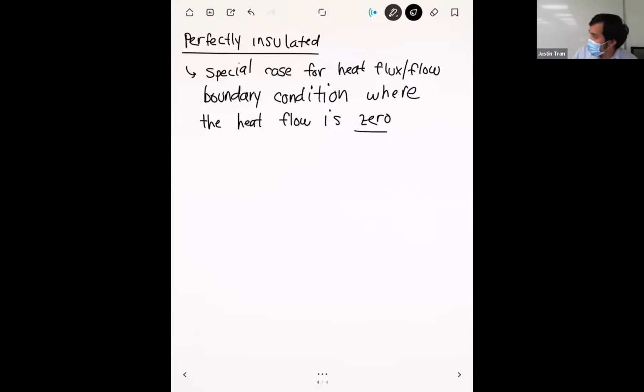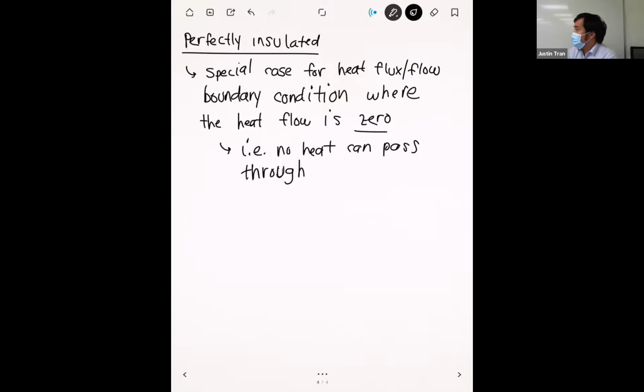If you remember from your heat transfer classes, when we say that something is perfectly insulated, what we say is that no heat can pass through the surface. Right, and so this is a useful boundary condition where if you don't expect any heat to pass through a particular surface, then this is how you can do it.